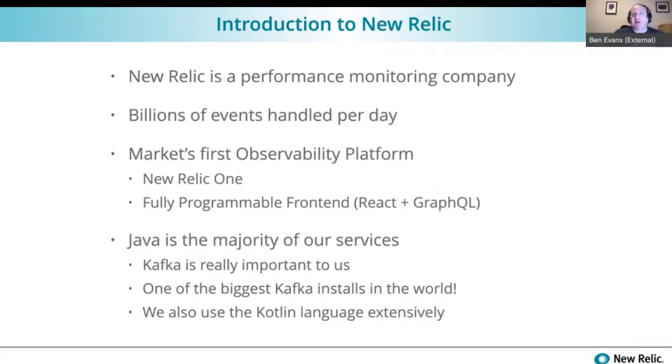We have a really cool website, which you're going to see later, called New Relic One, and it has this awesome programmable front end. We have React and GraphQL, and you can build your own front ends and your own dashboards, and we've got this really nice query language, which we use as well. Java is the majority of our services, and Kafka is really, really important to us. We have one of the biggest installations of Kafka anywhere in the world, and we also use a lot of Kotlin.